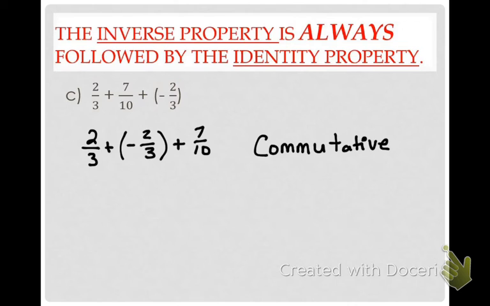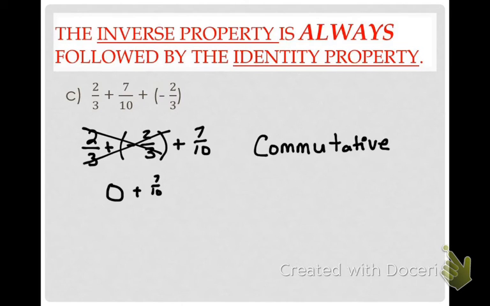What happens to a number and its opposite? What's 5 plus negative 5? 0. What's 10 plus negative 10? 0. What's 2/3 plus negative 2/3? 0. So simply when you're looking at this, you can basically cross that out and that equals 0. So I still got to bring down plus 7/10.